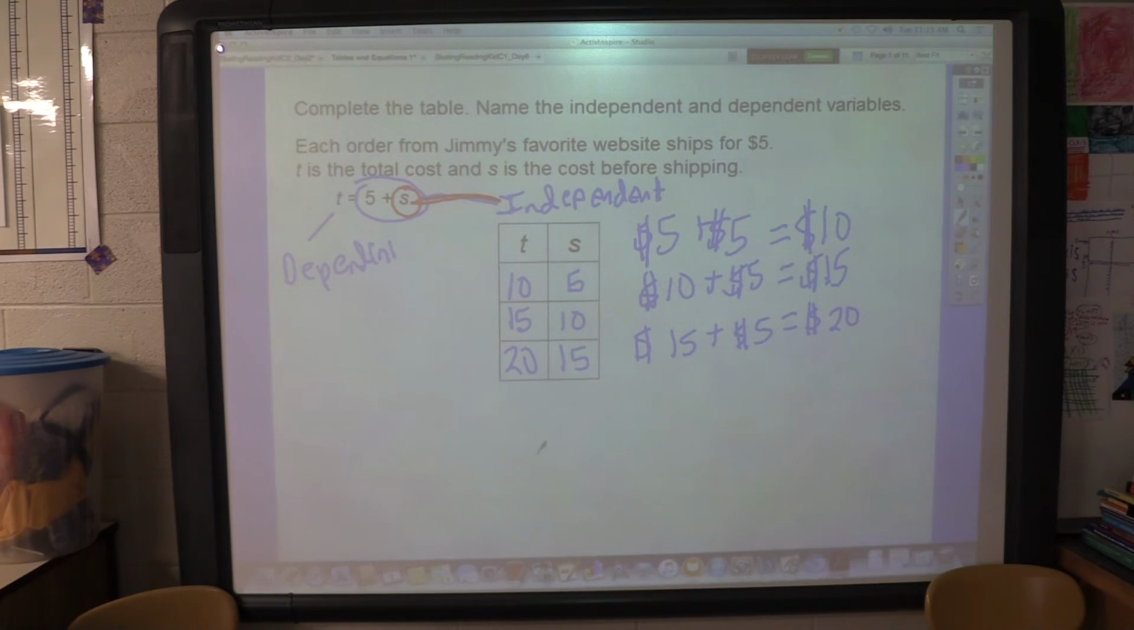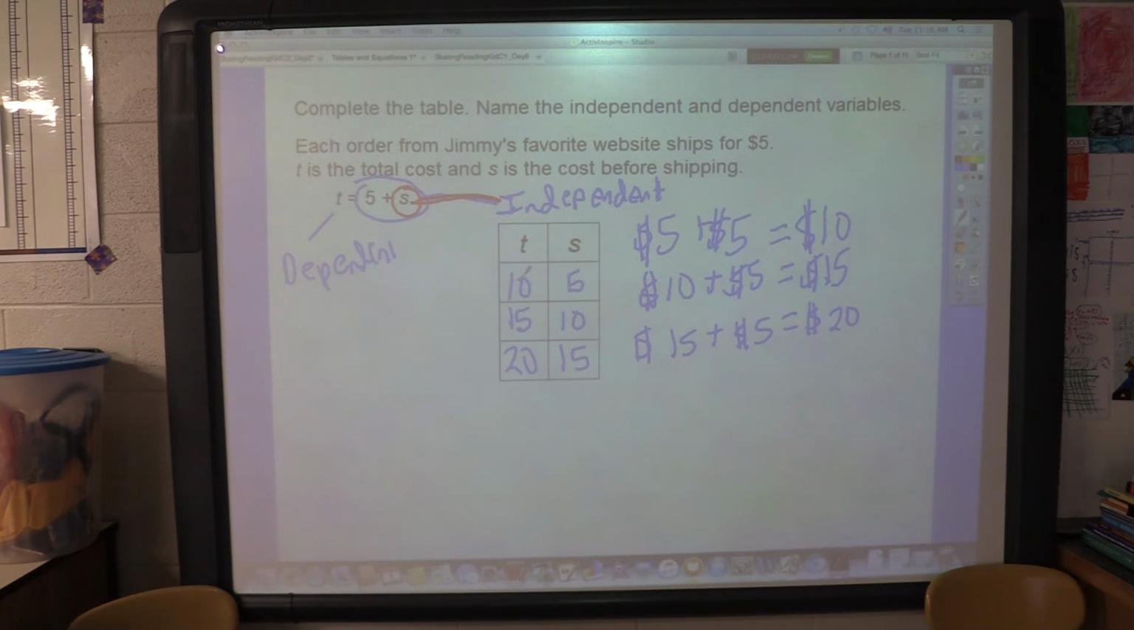Now, I want to ask you all something here, kids. Did it provide me with a cost of the item before shipping? No, I just, in my mind, I thought $5, and then I thought $10 and $15. When you're working on these math models like this, you get to decide whatever you want the value of your independent variable to be. And then, based on some other things that happen with your independent variable, then you'll find out what your dependent variable is going to be.